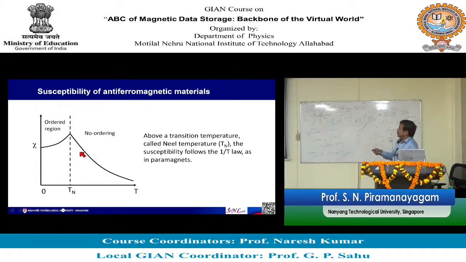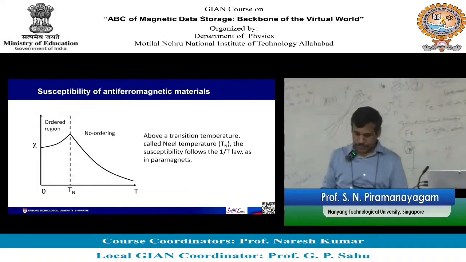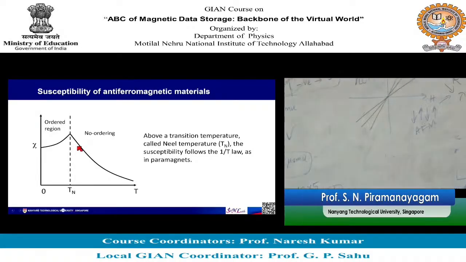So, you notice that here it is 1 over T behavior. So, this is like paramagnetic. This is the region where there is no ordering, which means the antiferromagnetic material goes from this state to this state. So, from antiferromagnetic it becomes paramagnetic above a certain temperature, and this temperature is called Néel temperature.